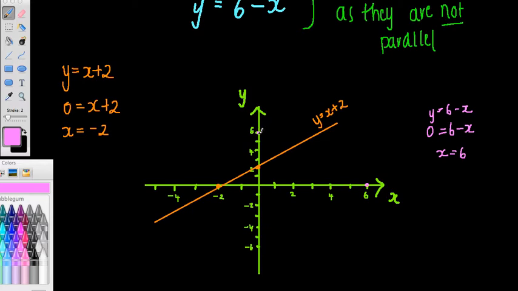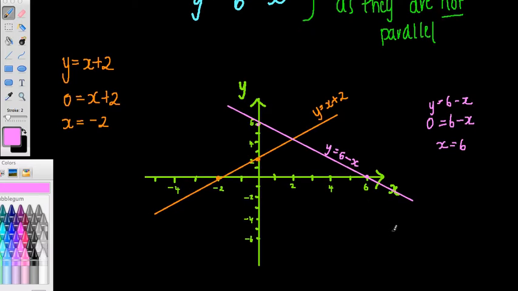The y-intercept we know was 6 as well. So let's get a straight line through there. Again, it's not spot on. It's close enough at the moment. So this one is y equals 6 minus x.